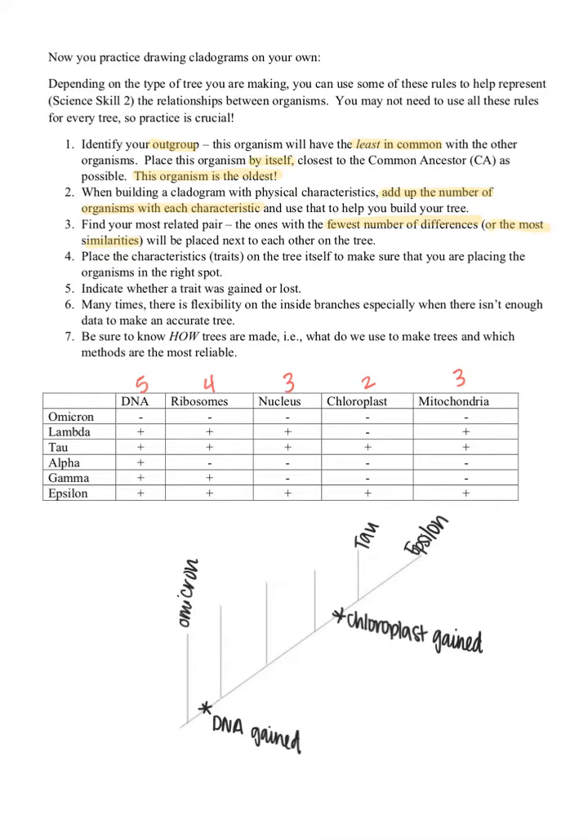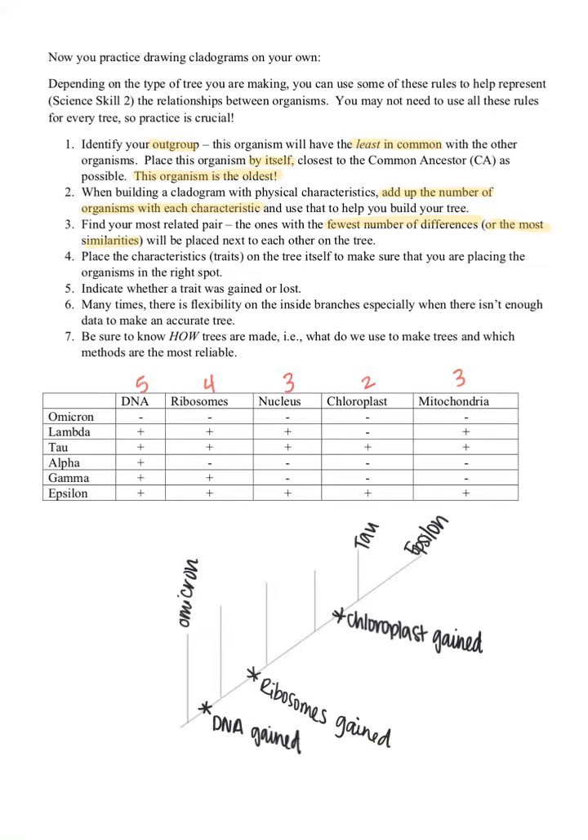I can see that to the right of where I've placed DNA, I have 1, 2, 3, 4, 5 different species. My next one is ribosomes. There are only 4 species that have ribosomes. So I'm going to place my ribosome on the tree where there are only 4 species that branch after it. Everything to the left does not have a ribosome, and the 4 to the right do have ribosomes.